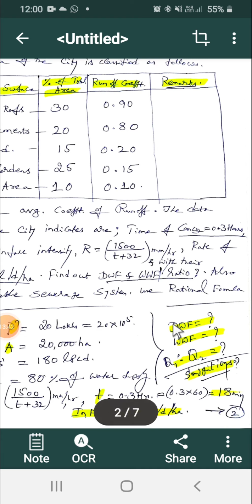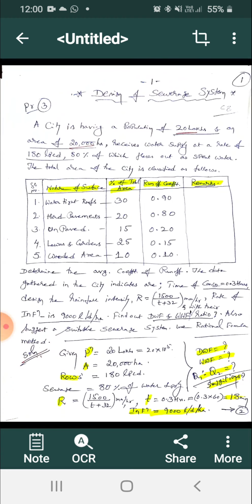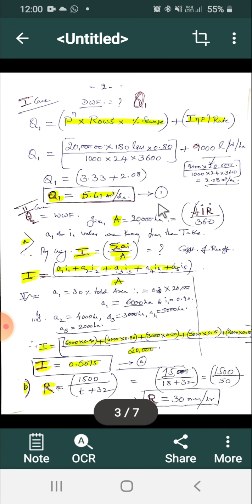In this problem, you have to determine DWF, WWF, and Q1 and Q2. That is, these two you have to determine, and then ratio also you have to find out. They are asking clearly, that is neatly, find out DWF and WWF with their ratio. And also suggest a suitable sewerage system using rational formula method. See, everything he has given. Only you have to solve the problem. Right? Let us start with the problem.